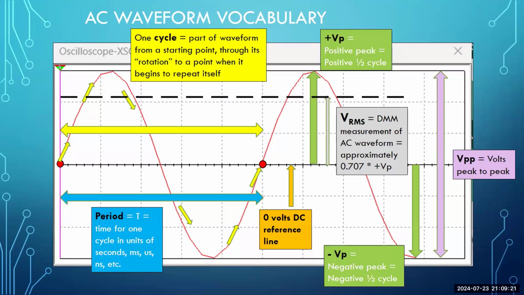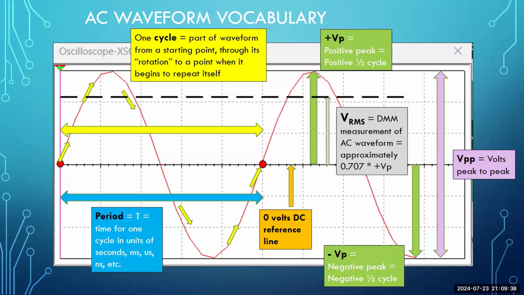Then take a look at the blue box and the blue arrow. Very important terminology here also. Period, in black, bolded, is represented by a symbol called T, capital T, and that stands for the time for one cycle.